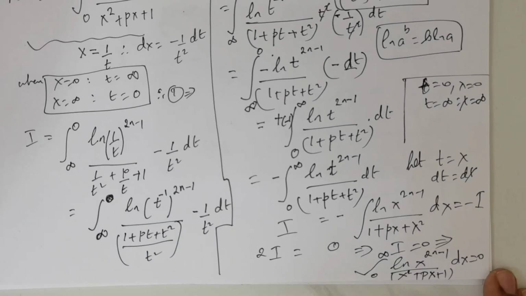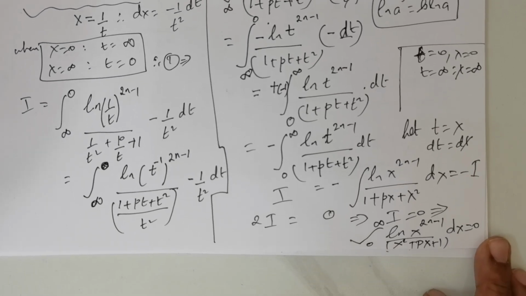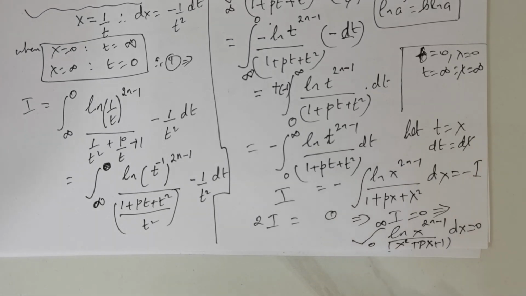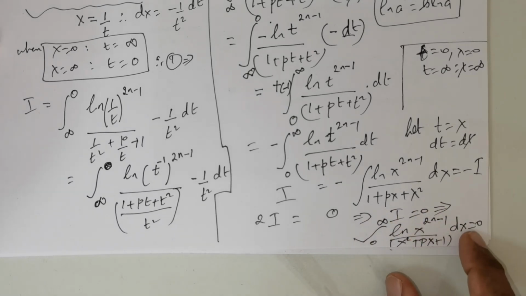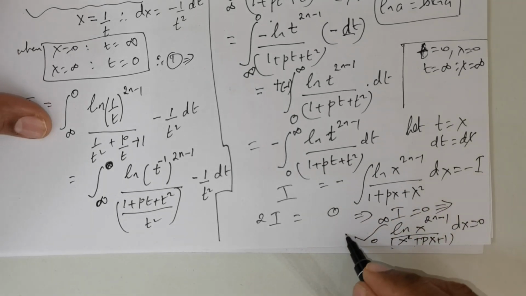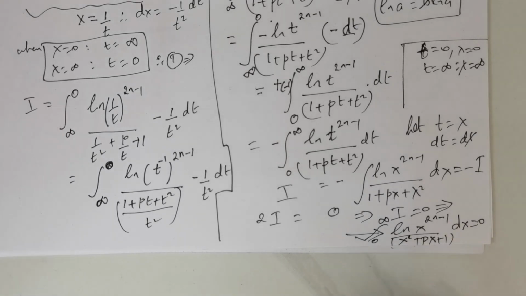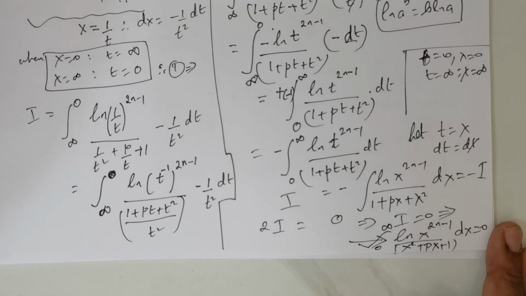To get this result we have followed the following steps. Now I have a question for you. Since I've got the result, my question to you is, if this integral is equal to 0, what does it tell us about the integrand? Can you put them in the comment box? I would be waiting for your answer.